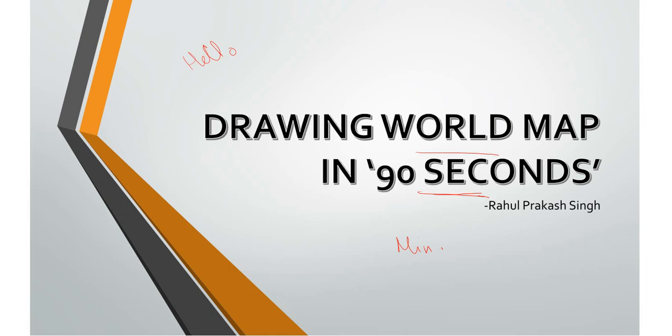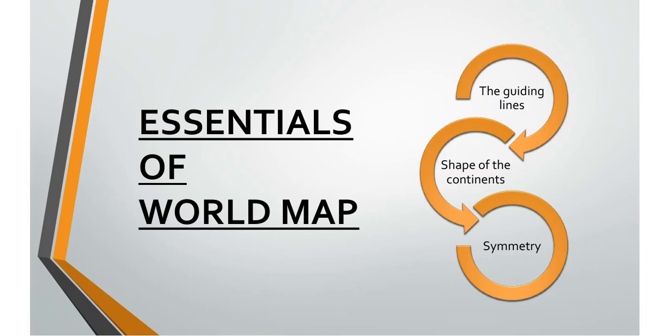But before going into that, we need to know certain essentials which are required for a perfect world map. So these essentials of the world map are: 1, the guiding lines; 2, the shape of the continents; 3rd, the symmetry. What are the guiding lines? These are the three lines you will see on the globe or atlas. It is the Tropic of Cancer, then you have the equator, then you have the Tropic of Capricorn. What these guiding lines do is give the right alignment to your world map.